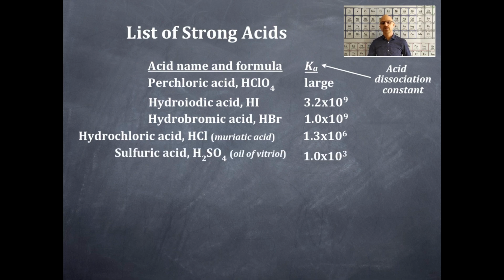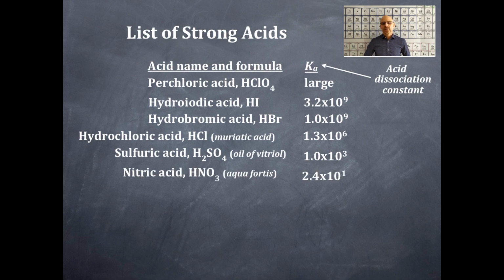Sulfuric acid, H2SO4, which is otherwise known in ancient ways as oil of vitriol, has 1.0 times 10 to the 3. Okay, this is the only multiprotic acid of the strong acids, and it's only the first hydrogen that dissociates to form a strong acid. After that first hydrogen comes off, then you still have that second hydrogen attached. That is not a strong acid.